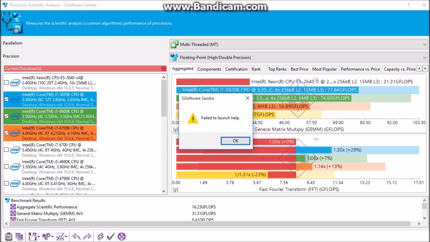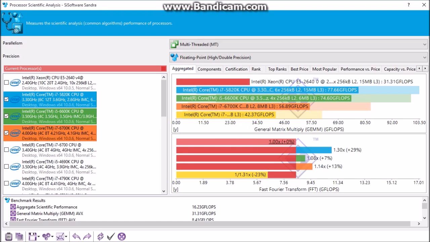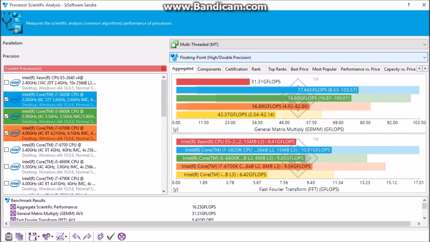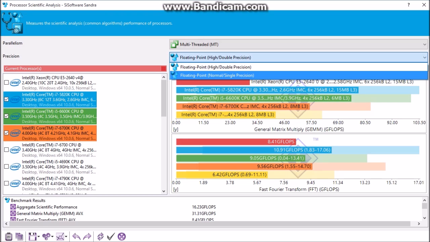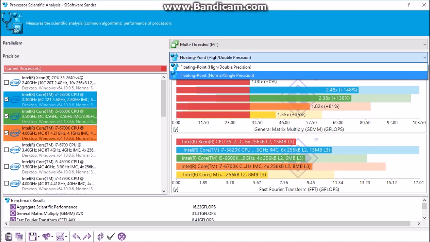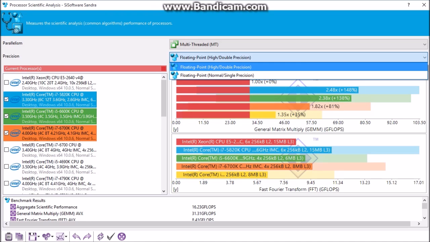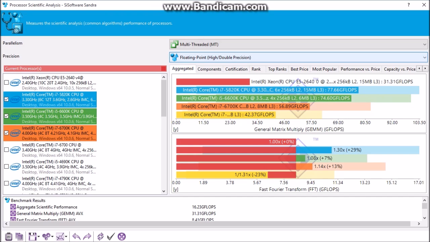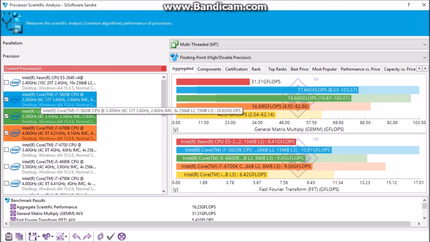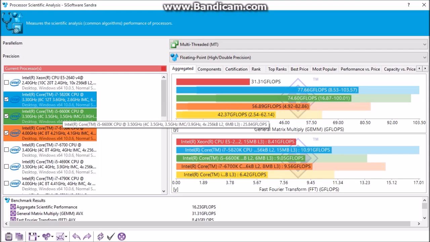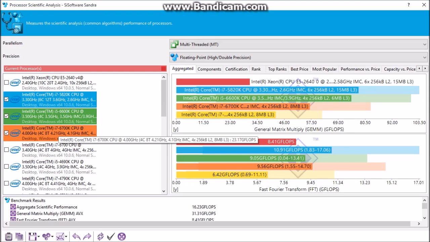Okay, so now if we take a look at the scientific analysis benchmark, I'm going to use a floating point of high double precision. It does allow you to choose a normal or single precision, but I'll choose the more taxing of the two, with the high double precision. And again, we've got our i7-5820K, 6600K, the i5, the i7-6700K again thrown into the mix alongside the 4770K.